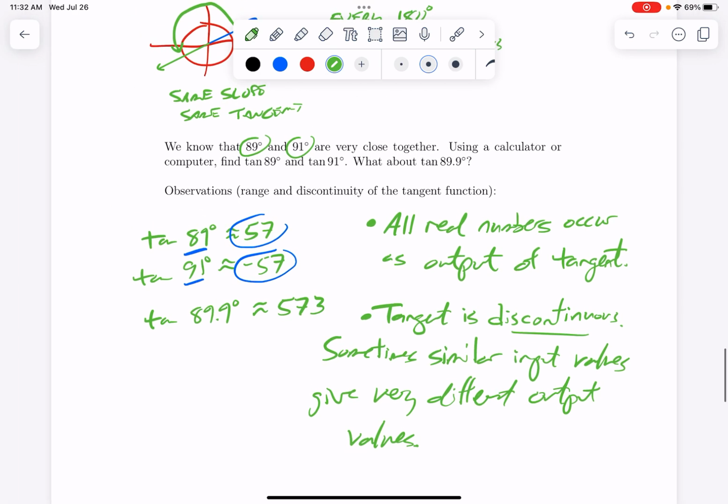Right. All this talk about domain, range, continuity, we're kind of hinting at some more abstract mathematical concepts that you'll be seeing more of in future years. Okay, but that is the end of this video.